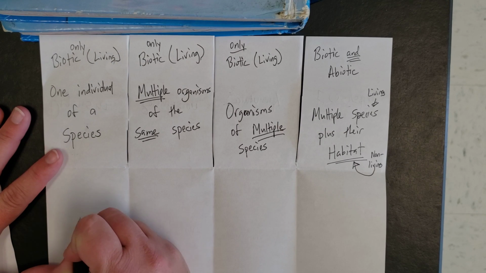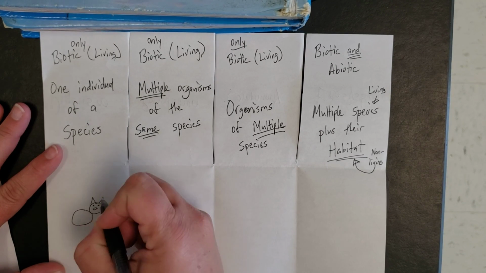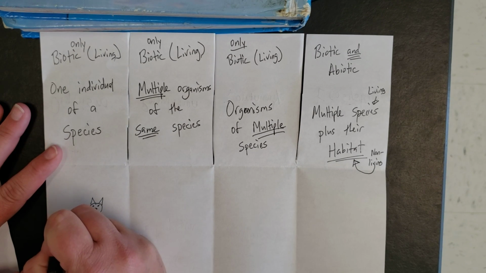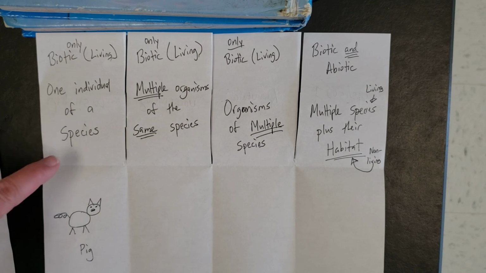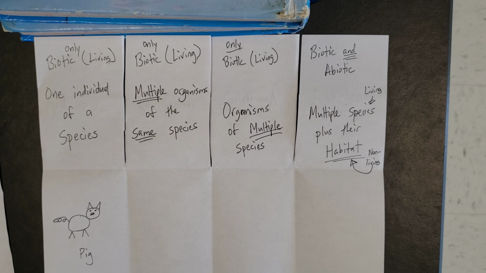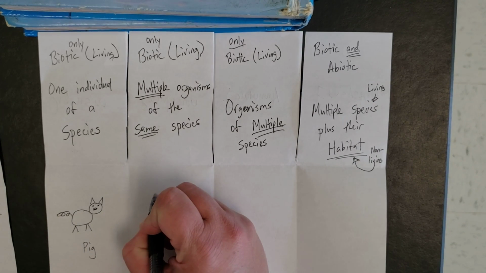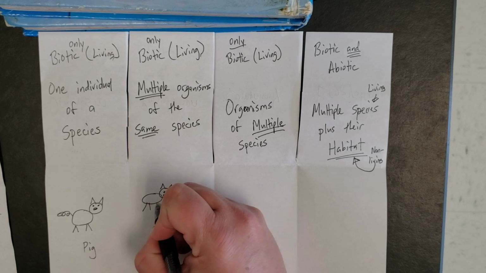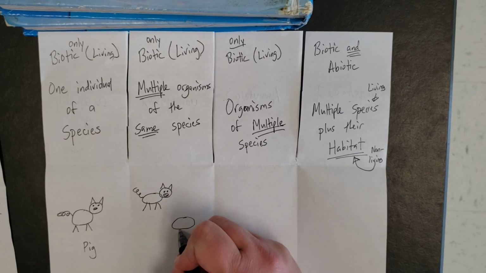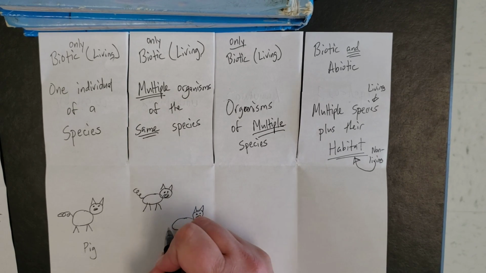So I'm just going to draw a pretty easy stick figure animal. I'm going to go with a pig, just because I like to draw the curly tail. So when I think of an organism, I'm going to think of one living thing. Well, now if I need a population, I need multiple organisms of the same species. So now I need to draw multiple pigs. So notice here, they're the same species.